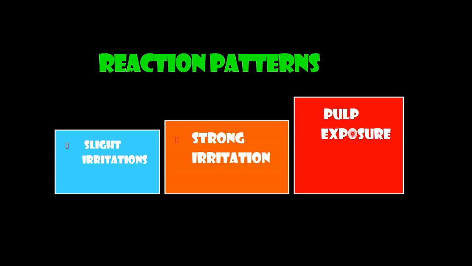And we can stop the pulpal inflammation if the irritation was timely restricted. It is apparently possible that new odontoblasts can be recruited from the pulpal stem cells, but if the damage is not stopped, it will lead to pulpal inflammation and cause the pulpal exposure.